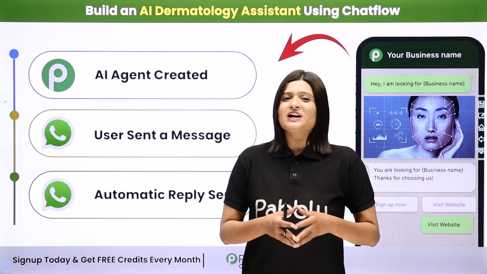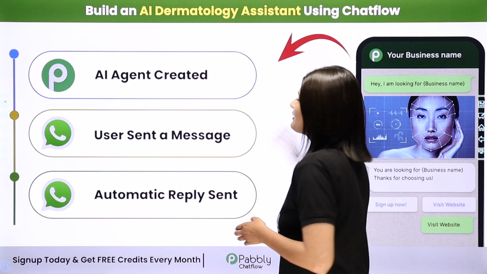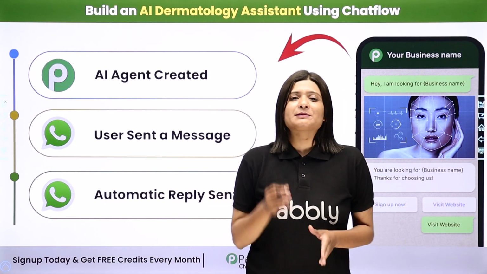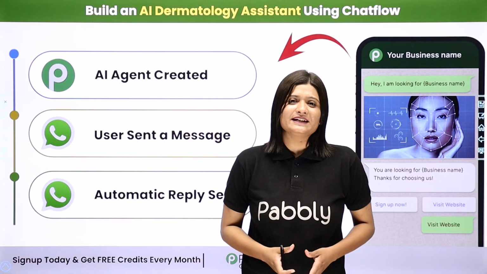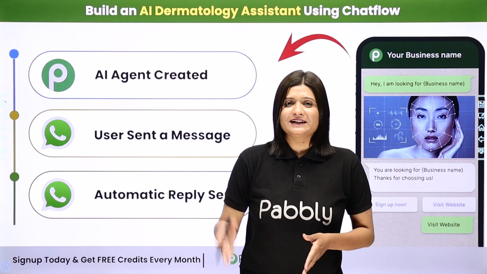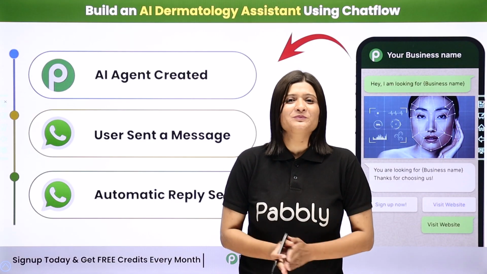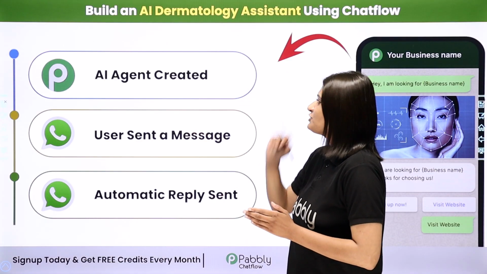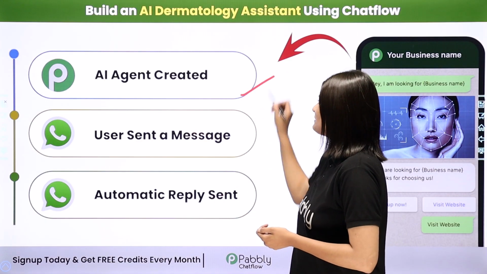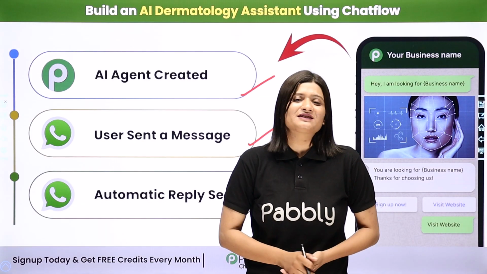In this video, we are going to learn how to build an AI dermatology assistant using Chatflow. So let's suppose I'm a dermatologist and I receive many queries on my WhatsApp. I want to automate the general and the repetitive queries, and for that I have created a WhatsApp chatbot using Pabbly Chatflow. Now when I create this AI agent or a WhatsApp chatbot and when a user sends me a message, automatically the reply will be sent based on the query which they have sent to me.